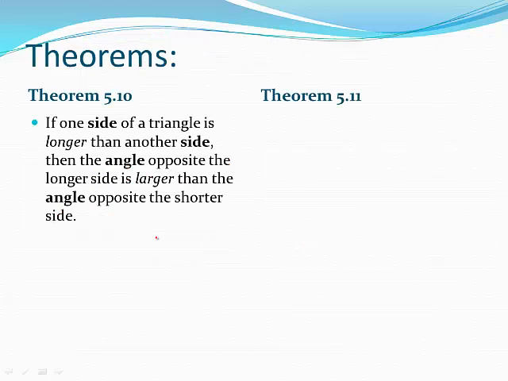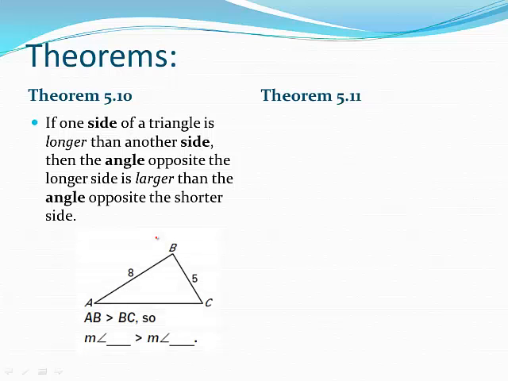Okay, so we have our theorems. The first theorem says if one side of a triangle is longer than another side, then the angle opposite the longer side is larger than the angle opposite the shorter side. For example, in this figure, AB is greater than BC because AB is 8 and BC is 5. The one opposite 8 is C, and the one opposite BC is A. So that means angle C is going to be greater than angle A.